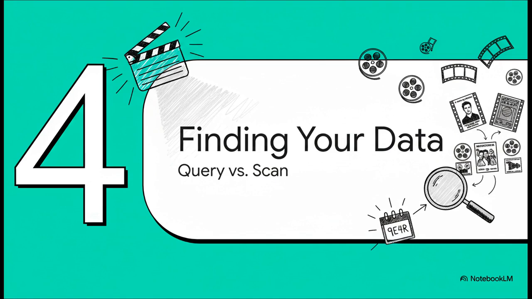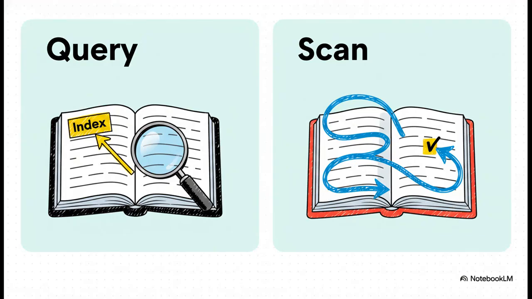What if you want to find, say, all the movies that came out in 1994? How do you do that? This is another one of those super important concepts. You have two main tools for finding groups of data, query and scan, and you need to know the difference. A query is your best friend. It's smart, it's fast, it's efficient. It uses that primary key we designed to go straight to the data, kind of like using the index in a book.